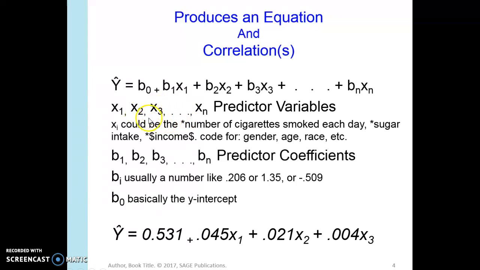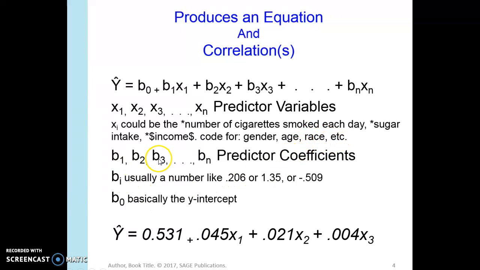And the x values will take on numbers like the number of cigarettes you smoke each day. That could be this one. Sugar intake, that could be the next. Income level, that could be another one. And you could put in the codes for gender, male, female, age, race, etc.